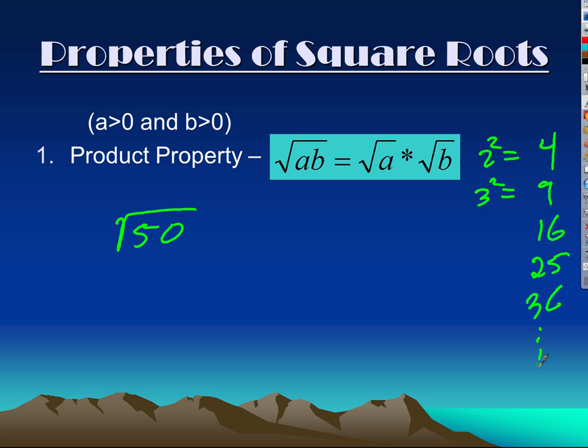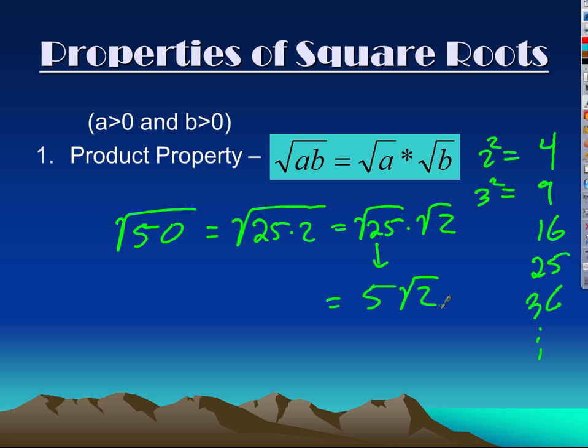Is there a perfect square that divides evenly into 50? Yes, 25 does, right? So we could split the square root of 50 up into the square root of 25 times 2, which is really just the square root of 25 times the square root of 2, which is equal to what? What's the square root of 25? 5. Okay, so 5 times the square root of 2, or 5 radical 2, whatever you want to call it.